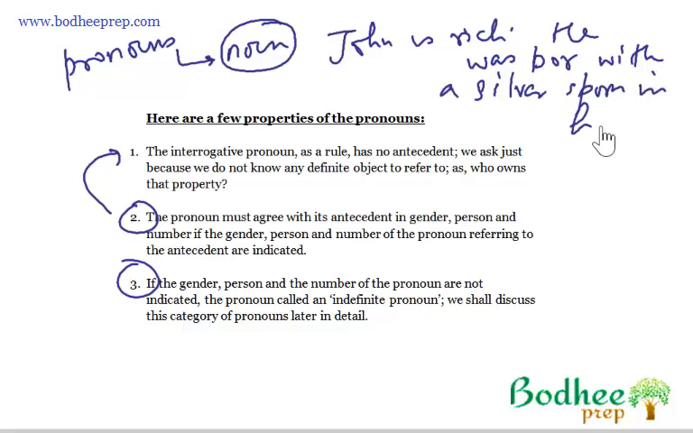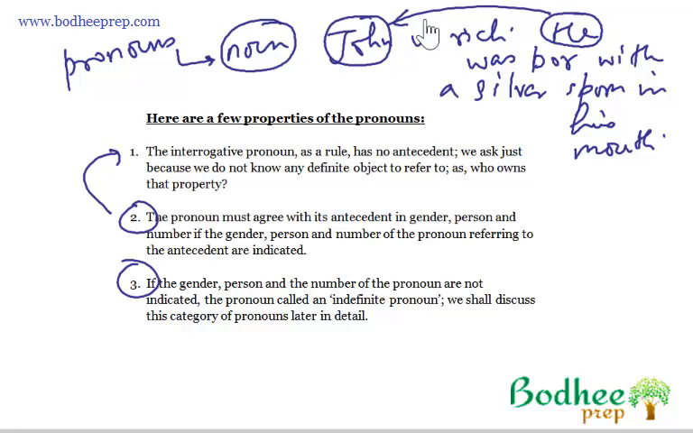So in this case here, we have said that John is rich and he was born with a silver spoon in his mouth. Here the pronoun he refers to the antecedent, the noun John, and that is how they are related. Similarly, most of the pronouns usually have nouns as their antecedent, but there could be cases such as the interrogative pronoun in which the pronouns don't have any antecedent, right?